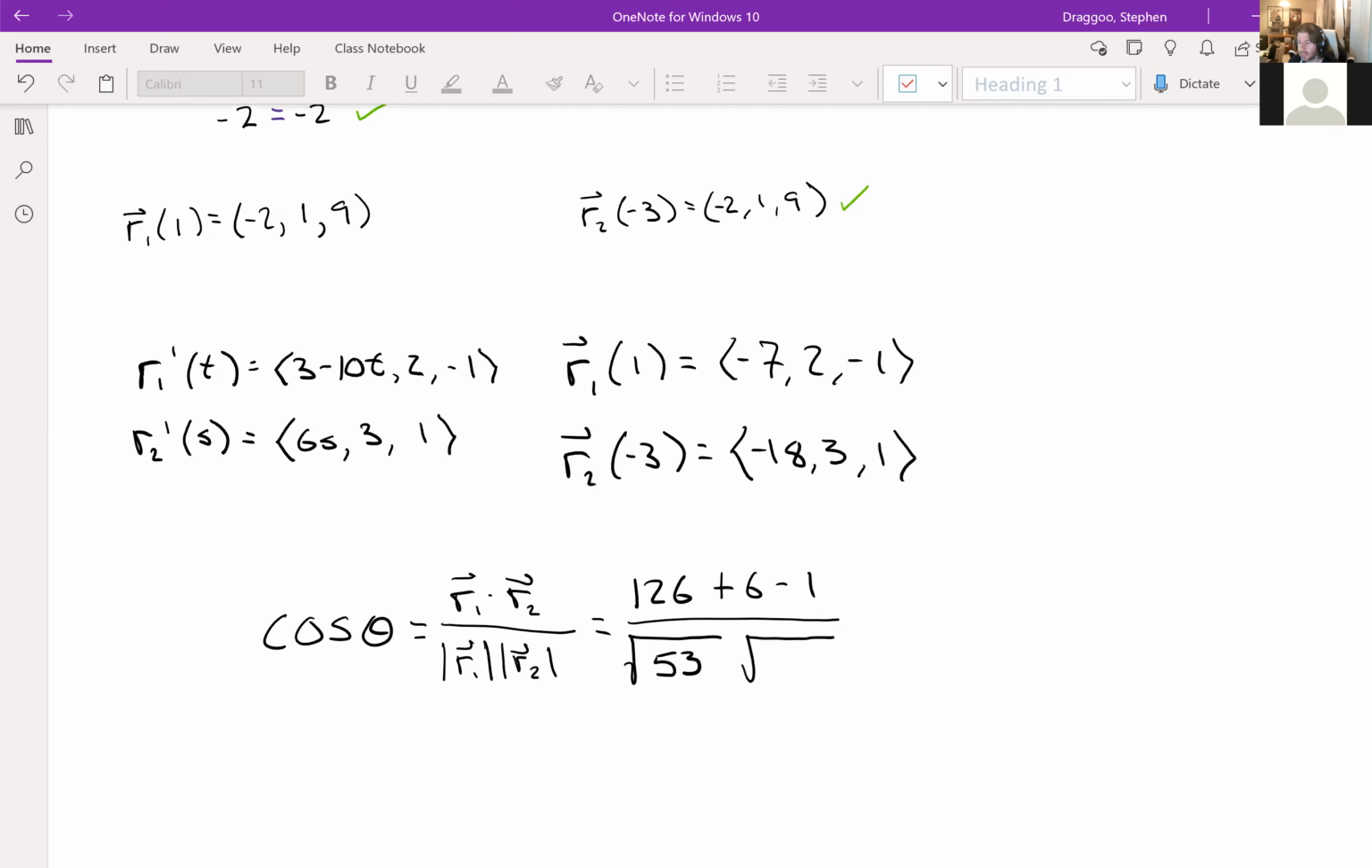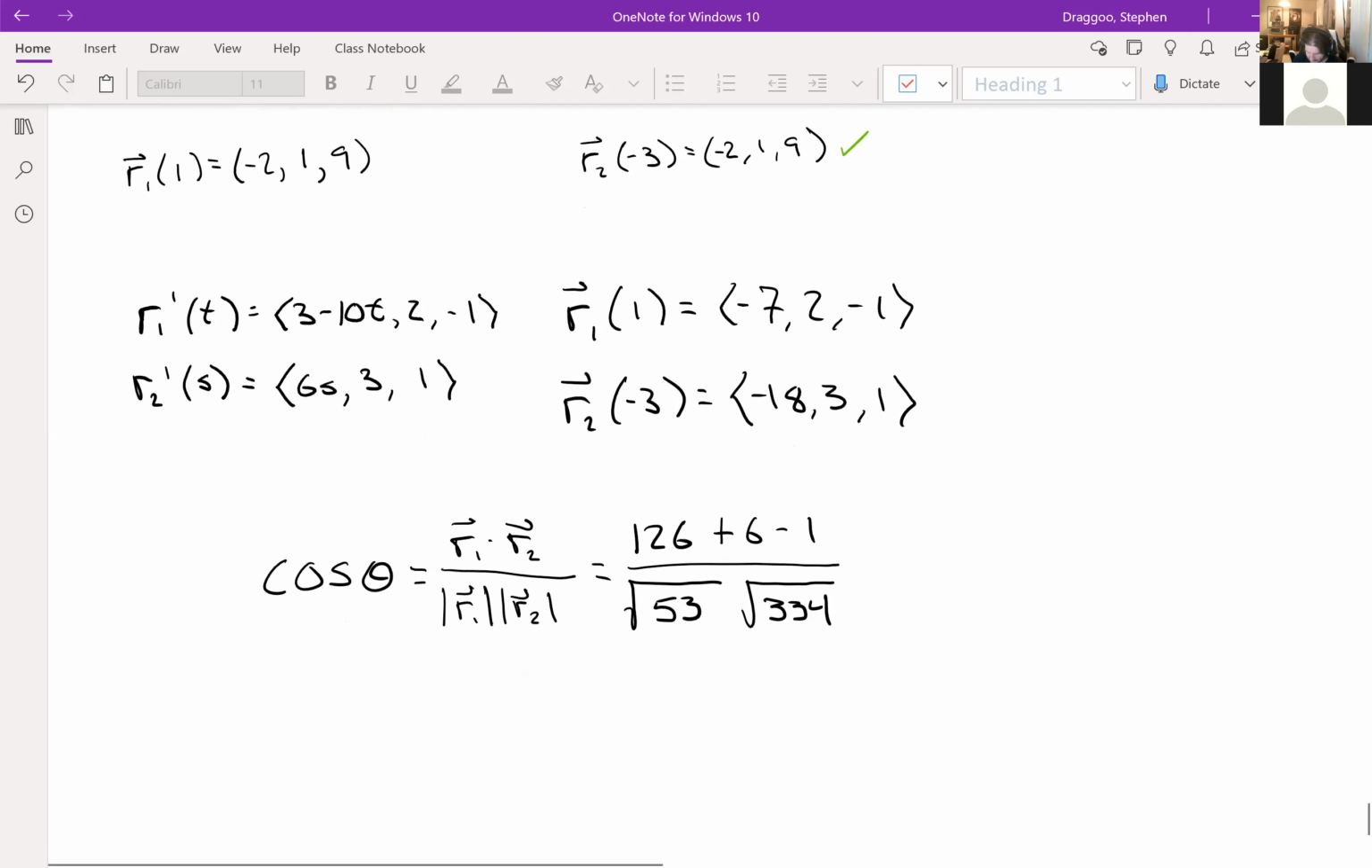400 minus 40 is 360. 361, I think. Nope, that's 19 squared. What is 18 squared? Anybody got it in the chat? Thank you, chat. 324. So if 18 squared is 324, I want to add 10 to that. So 334. So then theta is just going to be the arc cosine of that mess. Arc cosine of 132, so 131 after I subtract 1, divided by, I'm just going to call that the square root of 53 times the square root of 334.